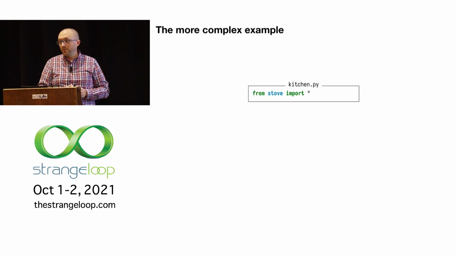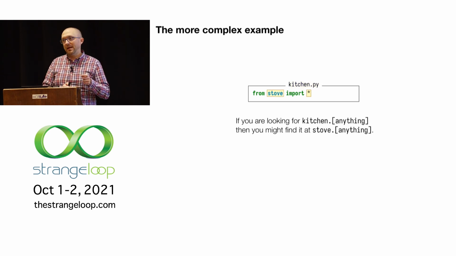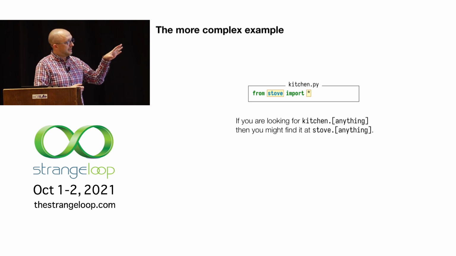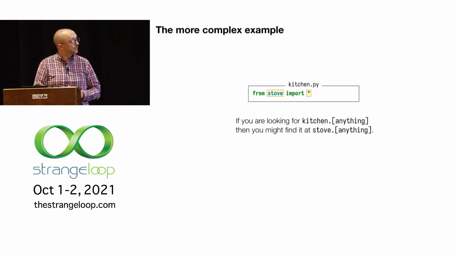Kitchen.py, this is the one with the re-import statement that we talked about. The fact that we're going to write about this one is that if you are looking for kitchen.anything at all, you might instead find it at stove.that same thing. And this is because the import star in Python does this re-export semantics that we talked about earlier.